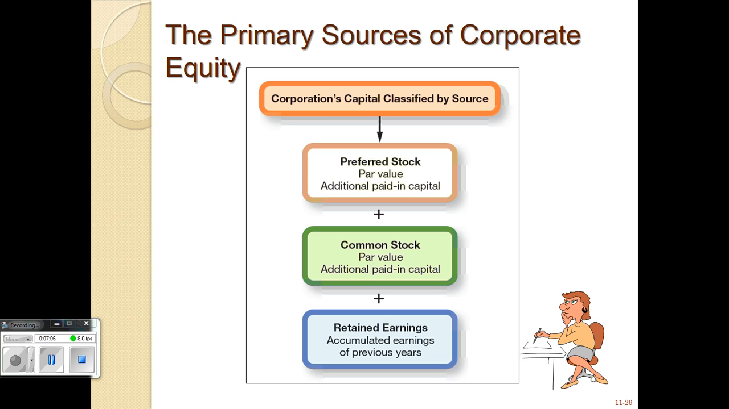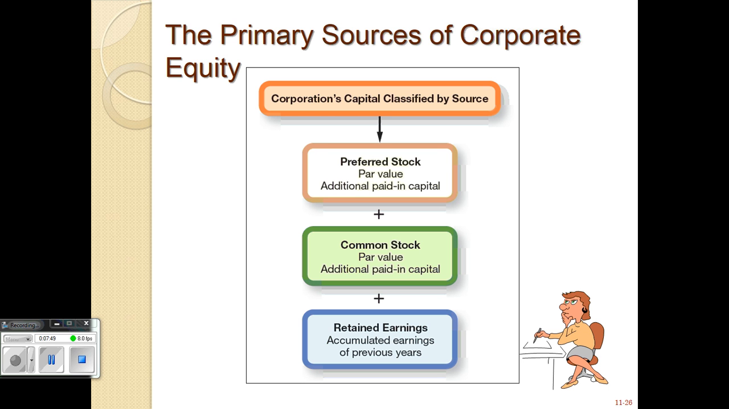As far as corporations classified by source, we've already seen this in the example. There was preferred stock, and then there's par and additional paid in capital, common stock, par and additional paid in capital, and then retained earnings, which is the accumulated earnings over the years. One quick note about preferred stock: a lot of companies have 2, 3, 4, 5, 10 different types of preferred stocks. It would not be unheard of for there to be a preferred Class A, a preferred Class B, a preferred Class C. So it's not unusual for there to be a number of different preferred stocks, all with different par values, perhaps, all with different dividend rates, likely. Just depending upon the company.